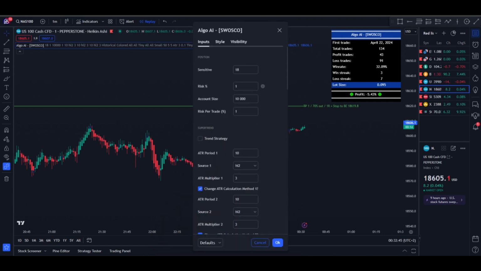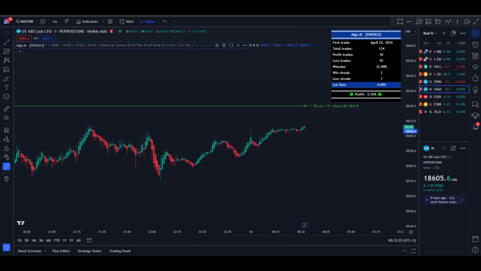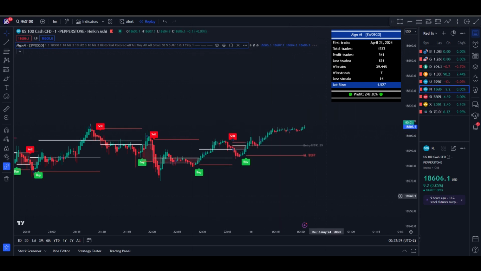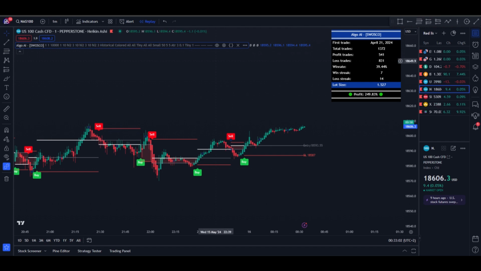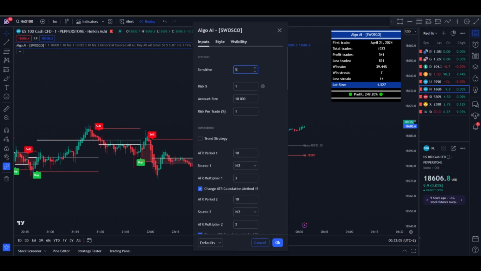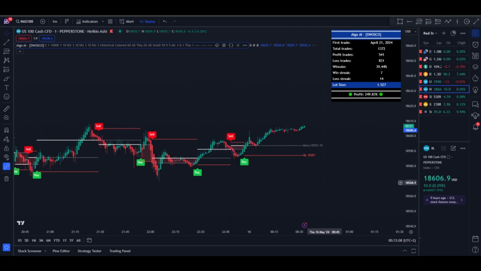The first and most important thing is the sensitivity. Which one you choose to trade on is up to you, and we advise you to play around with different sensitivities before making a final decision. Keep in mind that the lower the sensitivity, the more signals it will give you.